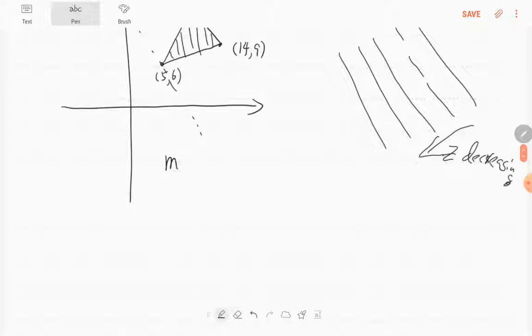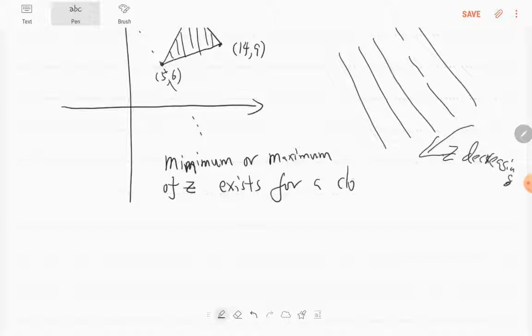So the minimum or maximum value of z exists for a bounded feasible region. Feasible region means we only consider the x, y values that lie in the shaded region.